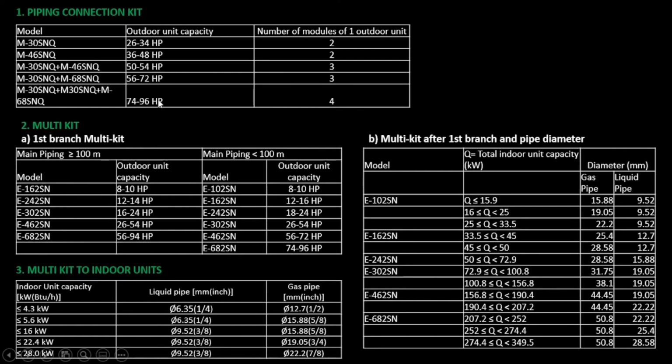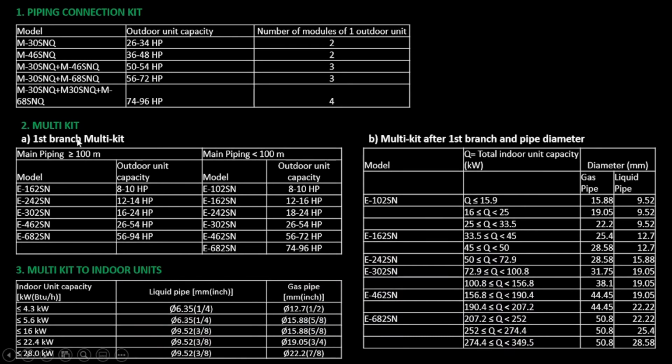For the outdoor unit capacity between 74 and 96 HP, you have to combine 4 modules. This time you'll be using 3 piping connection kits: 2 of M30 SNQ and 1 of M68 SNQ. So that's for table 1. Although in this video the outdoor capacity is 14 HP, for the drawing that I showed you earlier, so we will not need this table.